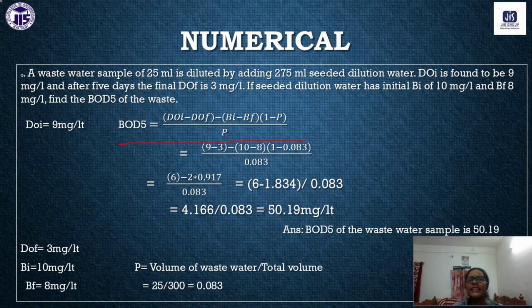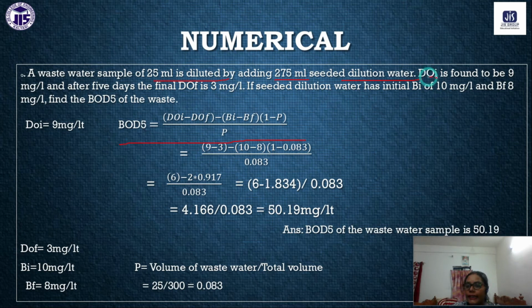Okay, understand? So now problem number 1: a wastewater sample of 25 ml. So 25 ml wastewater we have taken, by adding 275 ml seeded dilution water. Seeded means we have added some additional microorganisms so that the reaction will be completed. That is why that water is called seeded dilution water.